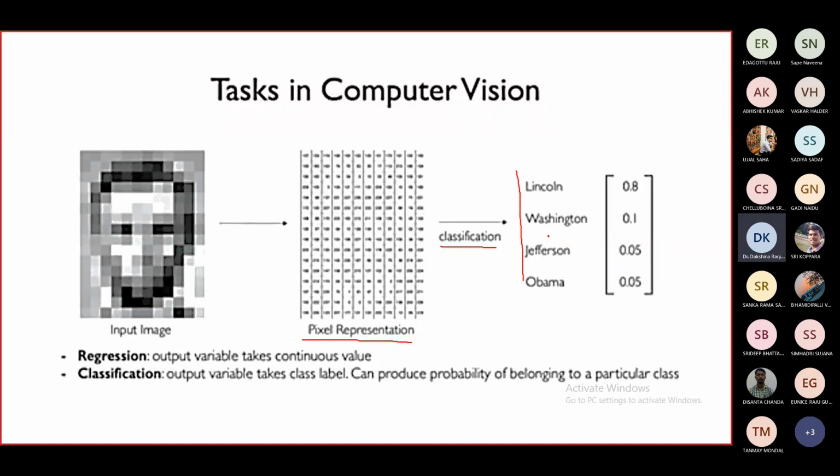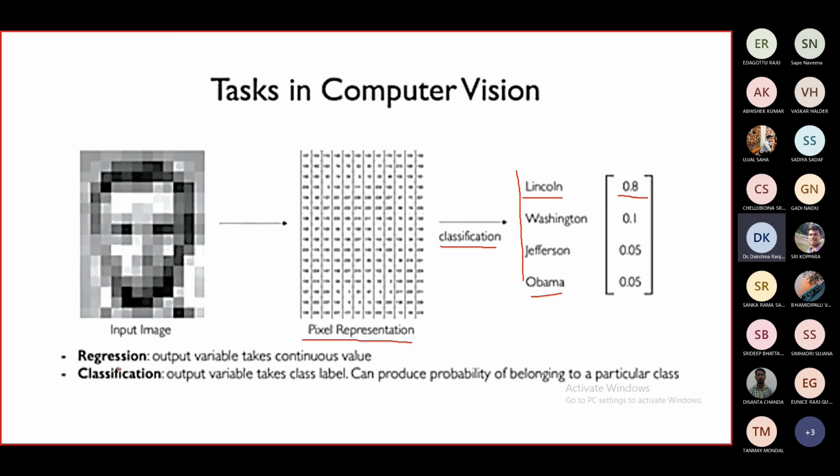Now if there are four different classes labeled Lincoln, Washington, Jefferson, and Obama, we can see that the Lincoln class has the highest probability, 0.8, and Obama has the lowest. So we can conclude that this classification technique successfully classified this image and labeled it as Lincoln. That means this image belongs to President Lincoln.